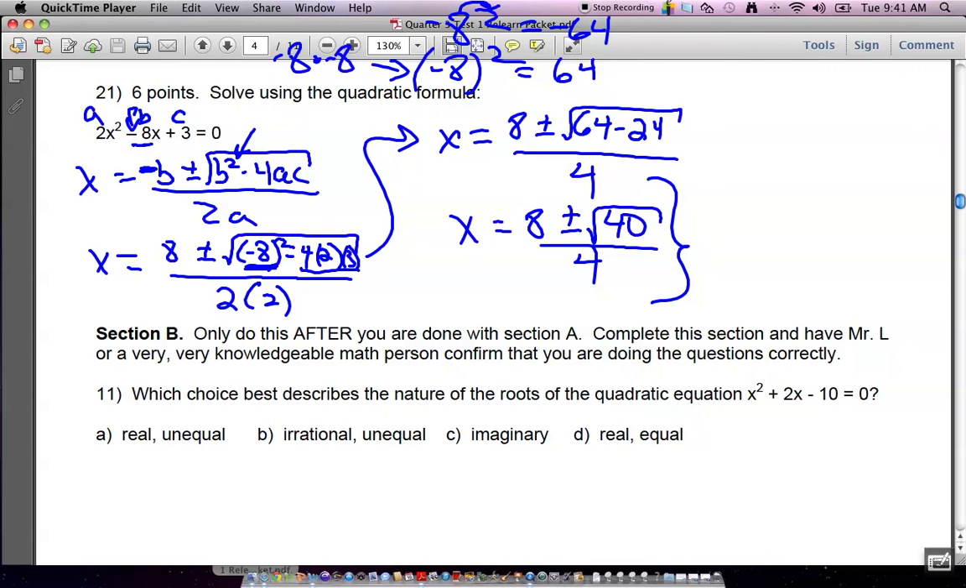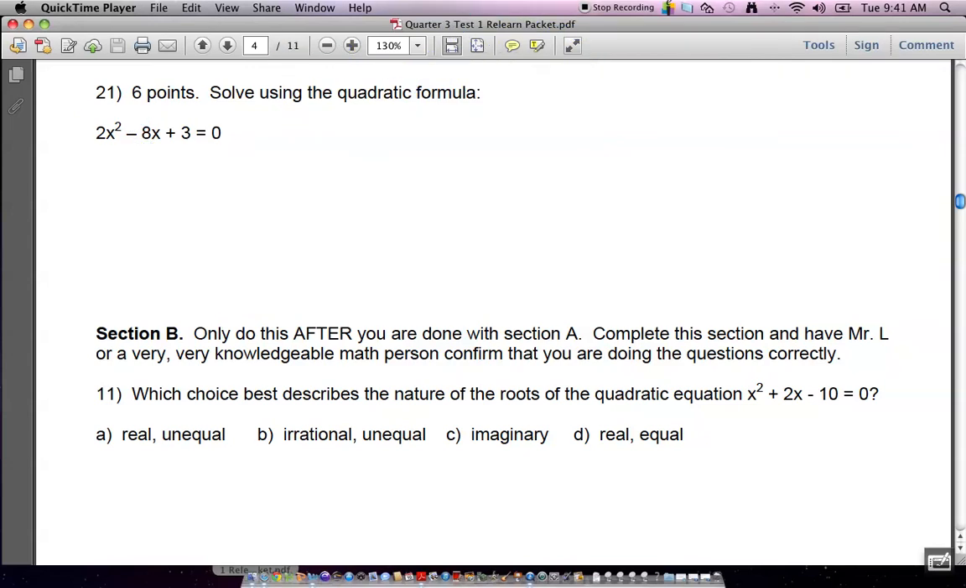All right, so these are the solutions to those two particular questions. Now we will get going on to the last section of the test that we have to do. I think it's the last section.